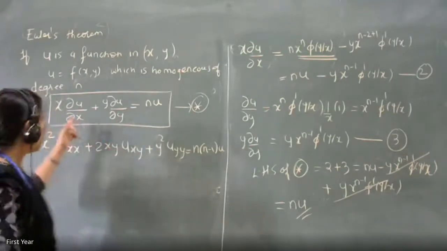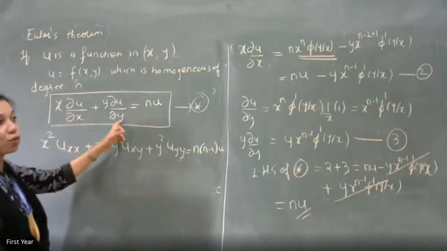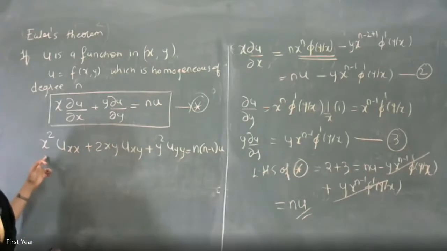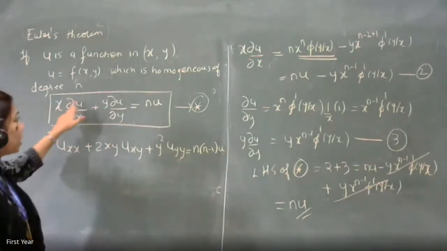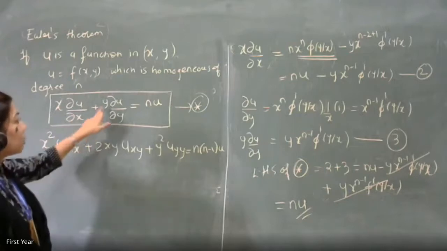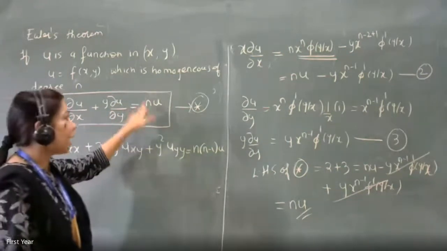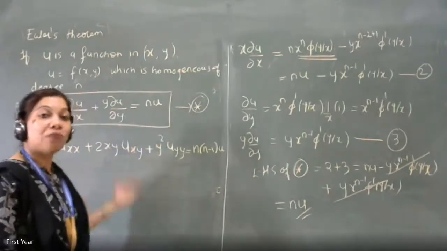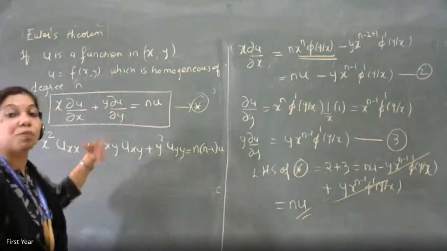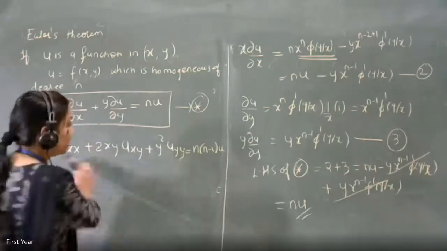So I got the second order derivative del square u by del x square, I got xy del square u by del x del y, but what I need is x square. So that expression will be multiplied by x. So you will get x square uxx plus xy del square u by del x del y, and here you will get n into x del u by del x. In the same way, differentiate this equation with respect to y, multiply by y, and then add those two terms, you will get this answer.